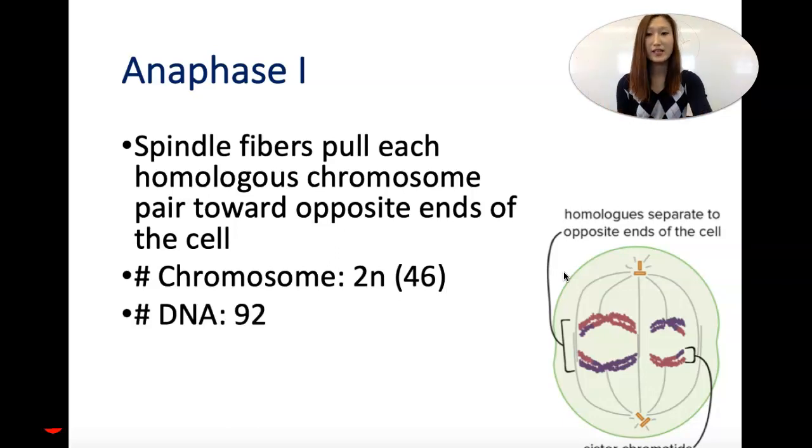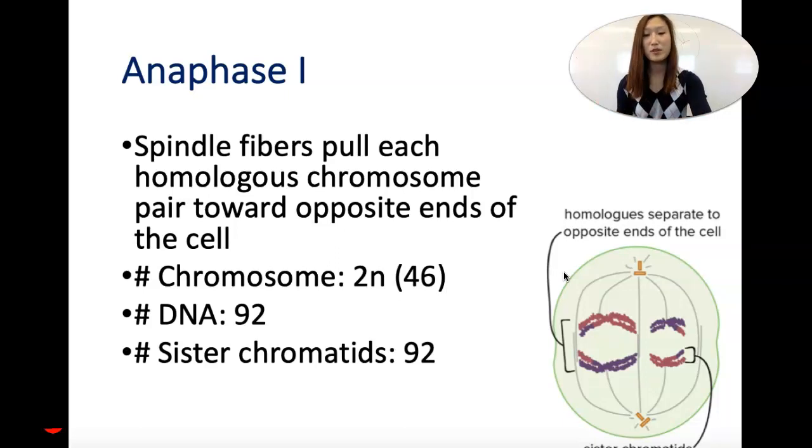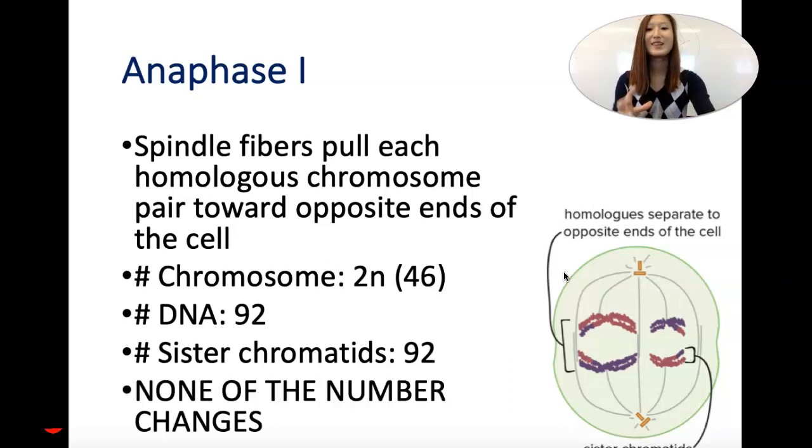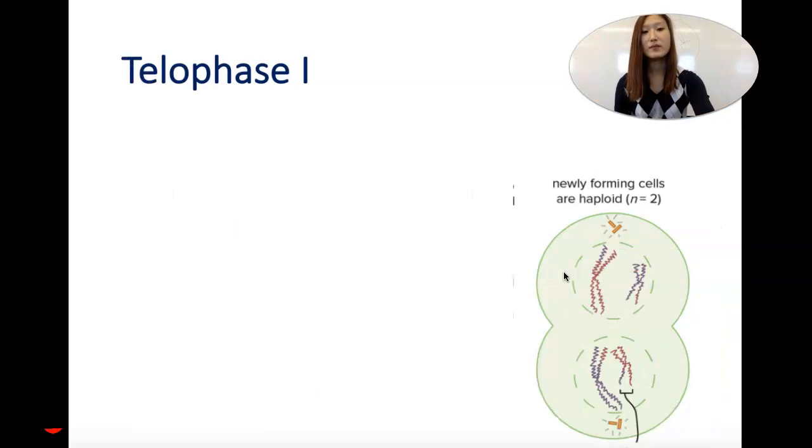DNA number doesn't change, 92. Sister chromatid number doesn't change, 92. We are not even splitting the sister chromatids at all, right? So this is anaphase. And then during telophase, none of the numbers change. So far we started with prophase 1. The numbers haven't changed at all. Then we move on to telophase 1.